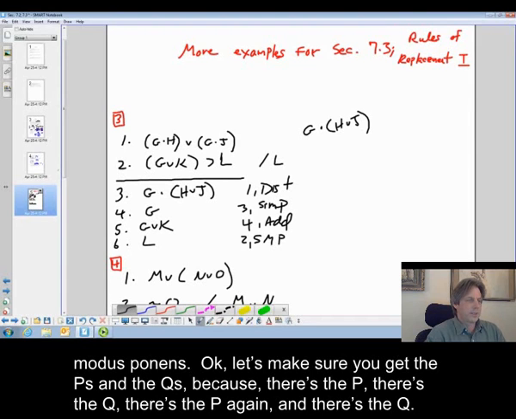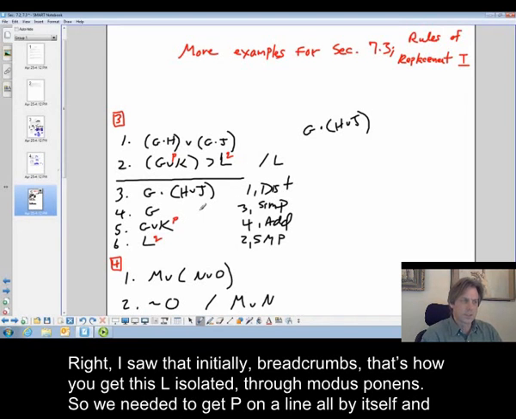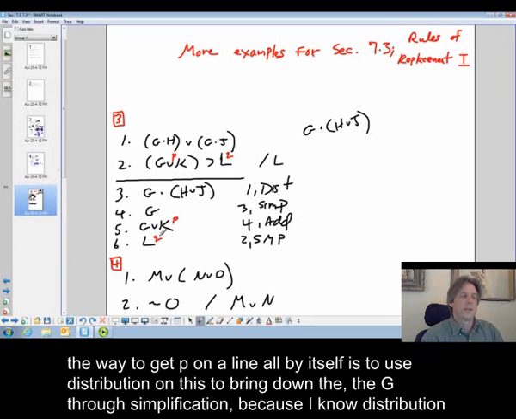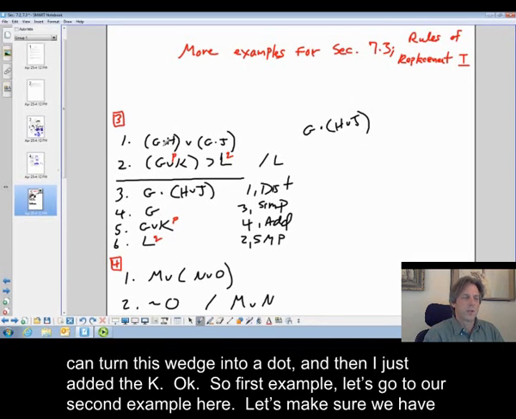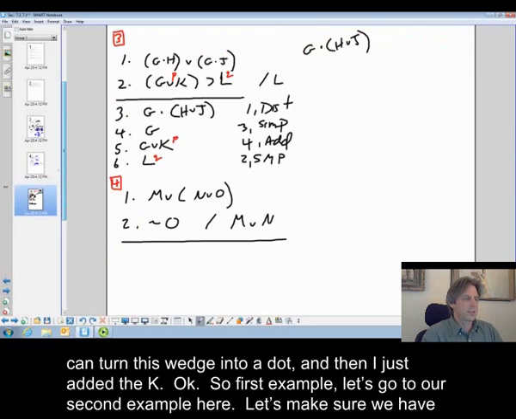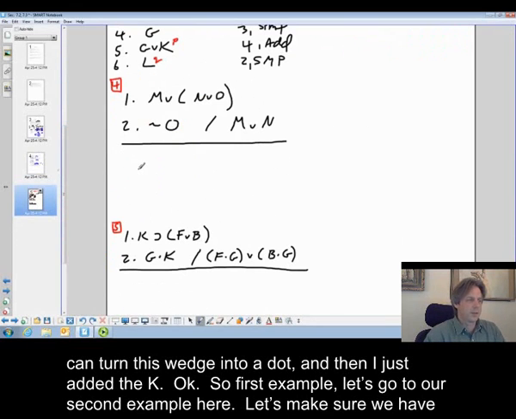Let's make sure you get the P's and the Q's, because there is the P, there's the Q, there's the P again, and there's the Q, right? I saw that initially, breadcrumbs. That's how you get this L isolated, through modus ponens. So we needed to get P on a line all by itself, and the way to get P on a line all by itself is to use distribution to bring down the G through simplification, because I know distribution can turn this wedge into a dot. And then I just added the K.